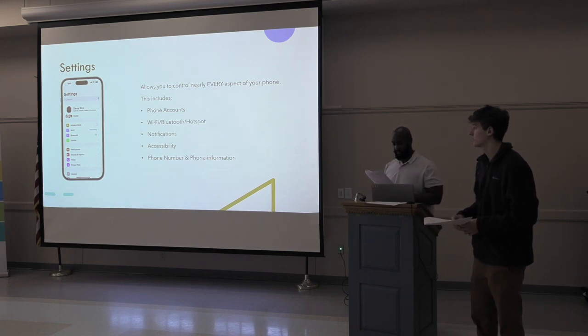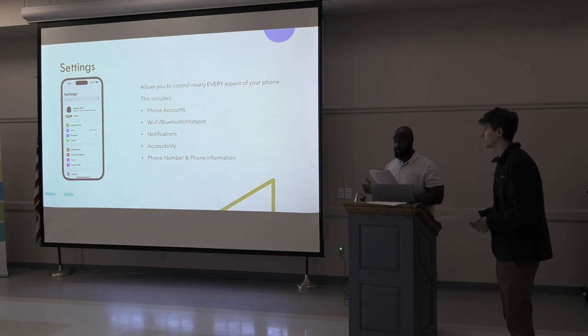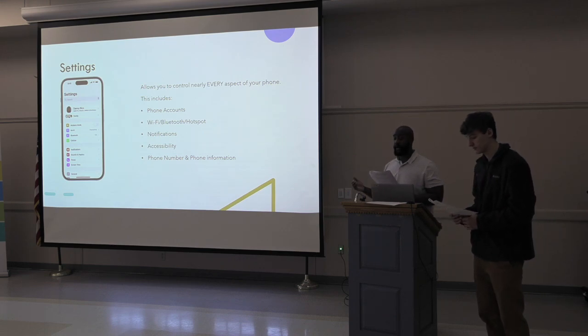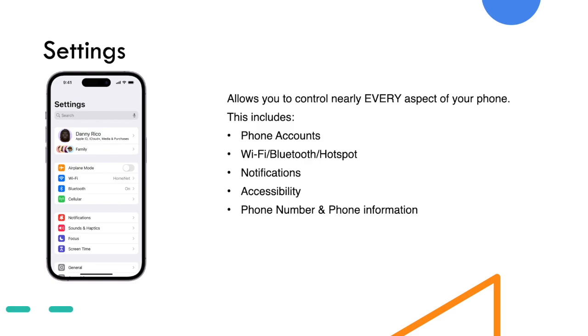Exactly. So the first area would typically be your phone account settings. This will contain information about your Apple account for an iPhone. It could contain Google information for an Android. This is your profile for your phone and contains login details, payment information if you use the App Store, subscription info, and more.